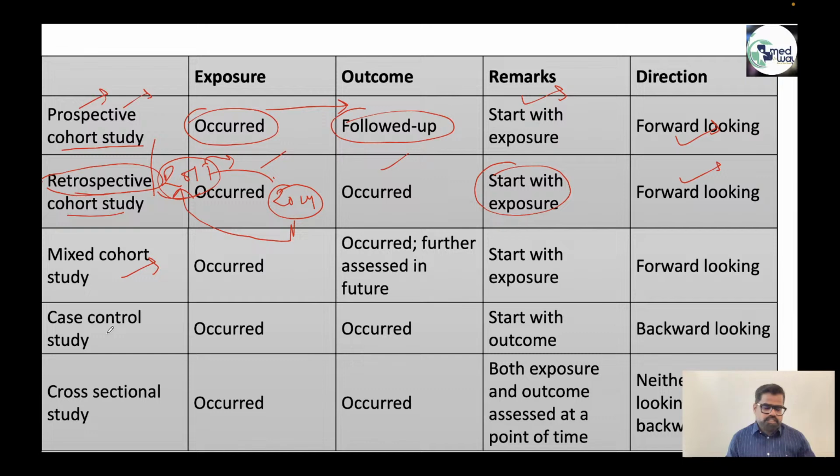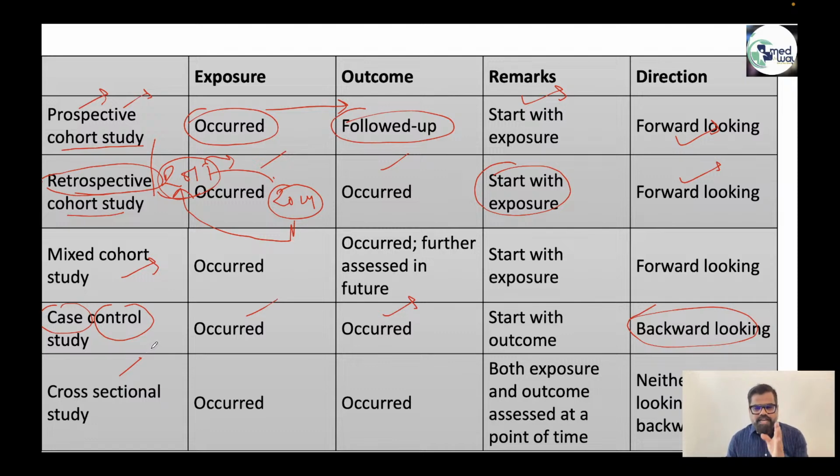And then the case control study. You have cases, you have controls, exposure and outcome has already occurred, and since people have already developed the disease, you need to ask them. They will recall and tell what has happened. So here you are going backward. In a cross-sectional study, you don't go forward, you don't go backward.